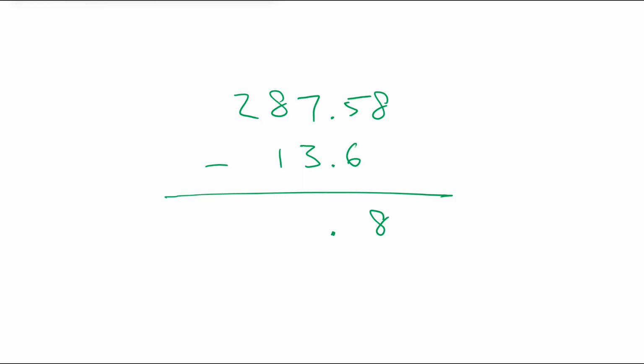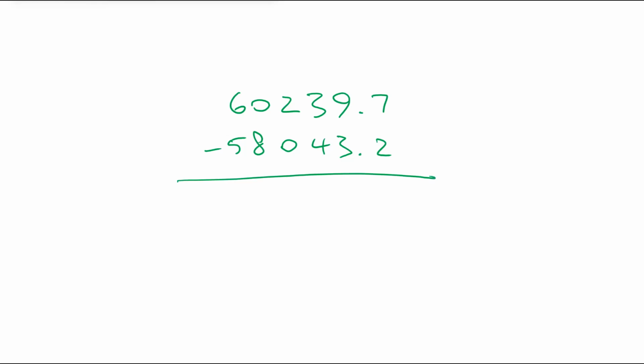5 take away 6, nope, we don't want to do that, so we're actually going to borrow. That 7 is going to become a 6 because we borrowed 1 from it to put here to turn the 5 into a 15, because 15 we can take 6 away, and that will be 9 left over. Now we have 6 take away 3 is 3, 8 take away 1 is 7, 2 take away nothing is 2. There we have it. 287.58 minus 13.6 is 273.98.